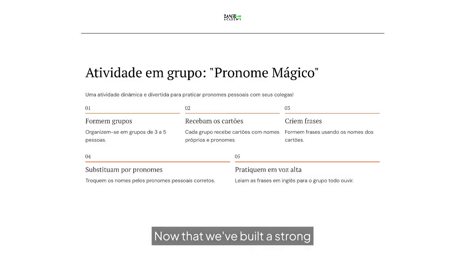Now that we've built a strong foundation in using personal pronouns in questions and negative sentences, let's take a fun and interactive approach to reinforce what we've learned. Moving forward in our journey, it's time for a group activity called Magic Pronoun. This exercise will not only help you practice personal pronouns, but also engage with your classmates in a dynamic way. First, I want you to form groups of 3 to 5 people. This collaboration will make the learning experience more enjoyable and allow you to share insights.